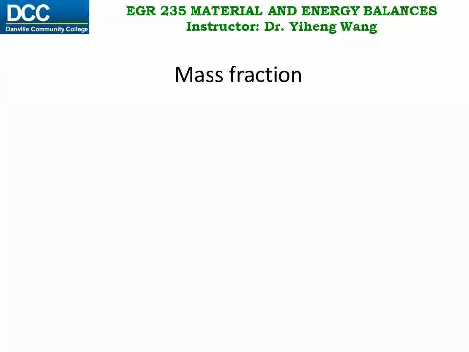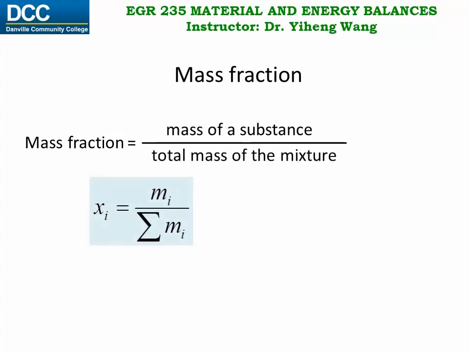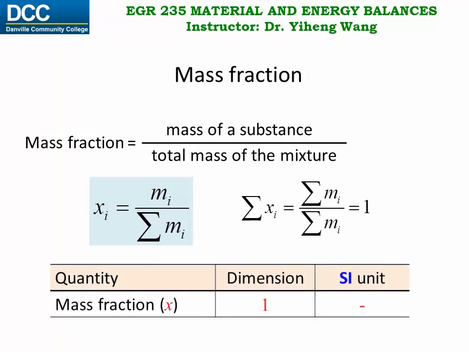In a mixture, the mass fraction of a certain component is defined as the mass of this substance divided by the total mass of the mixture. Xi, where i indicates component i, equals Mi, the mass of component i, divided by the total mass. Therefore, if we add up the mass fractions of all the components in this mixture, we get 1. Because mass fraction is a ratio, it is dimensionless.